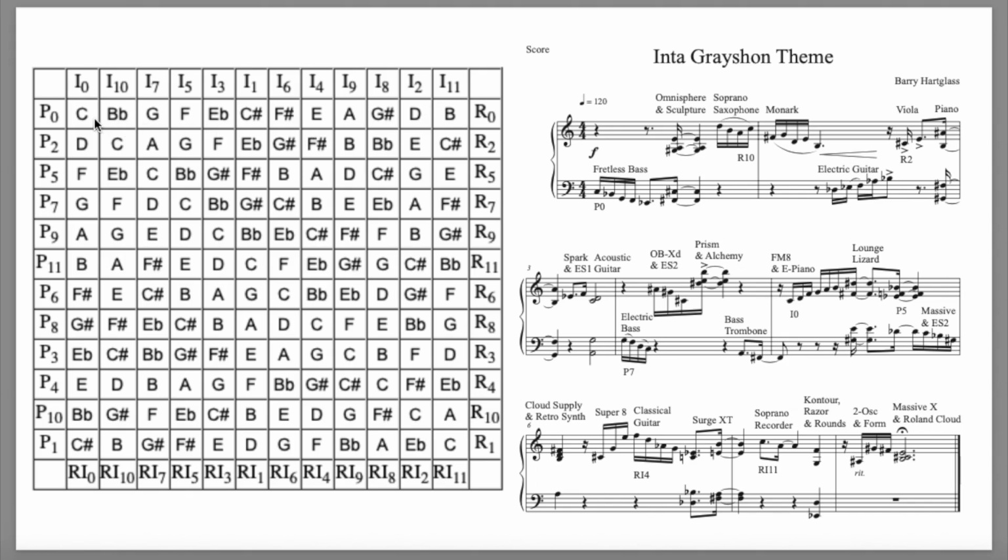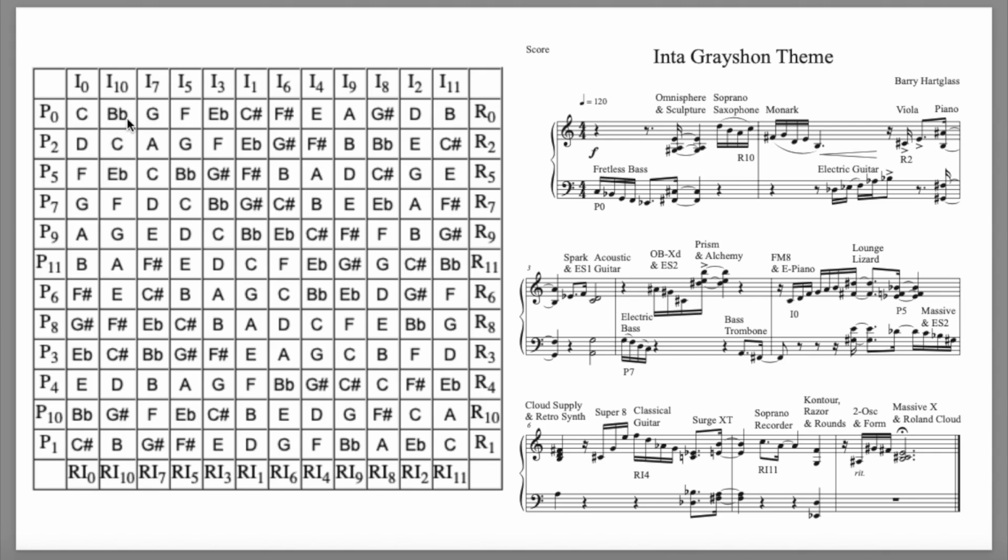If I were to invert the intervals, so instead of going C, B flat, G, so that's C, B flat, that's down a major second interval or a whole step, and then from B flat down to G is down a minor third. If I inverted it, instead of going down a whole step, I go up. That's this one. C to D, and B flat down to G.